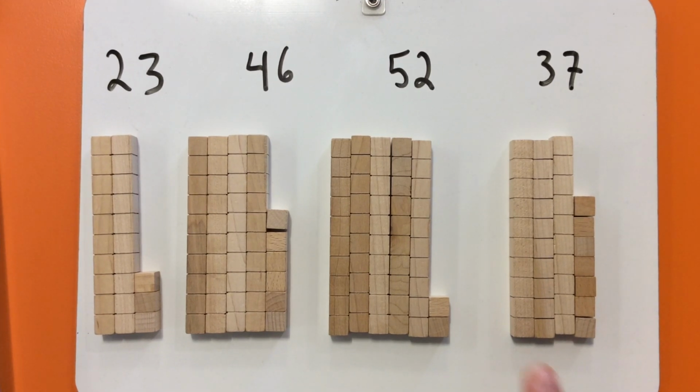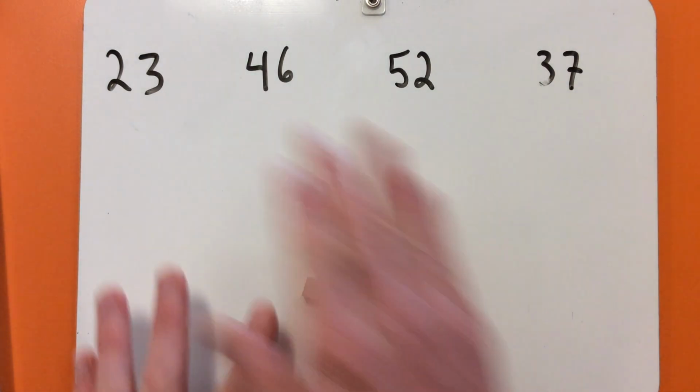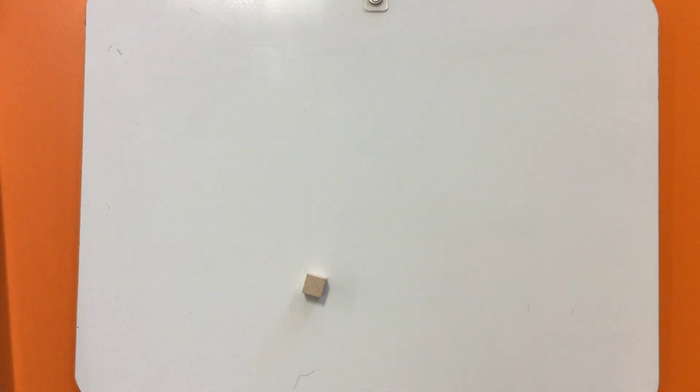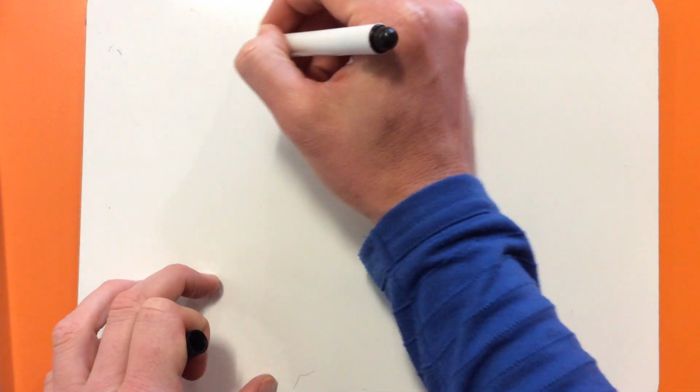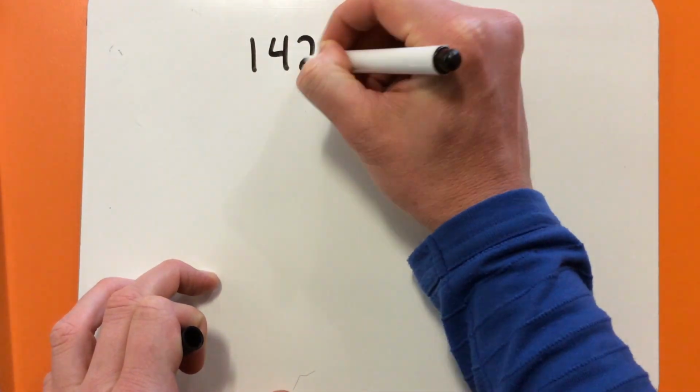Is this what you got? 5 tens and 2 ones, 3 tens and 7 ones. Let's try something a little more difficult. What if we tried to write our number for the last question, 142?